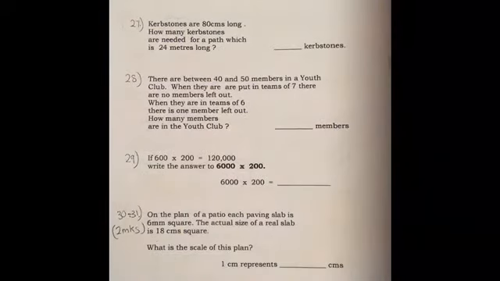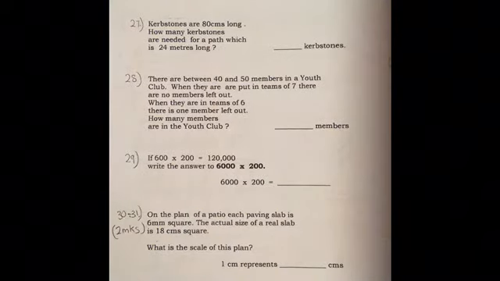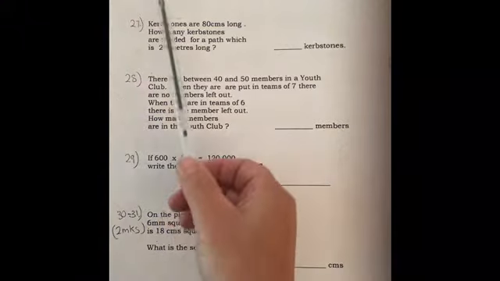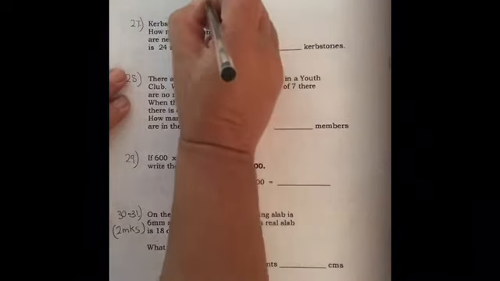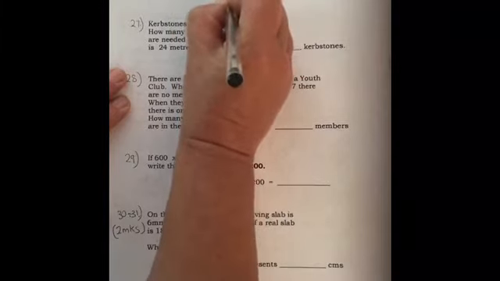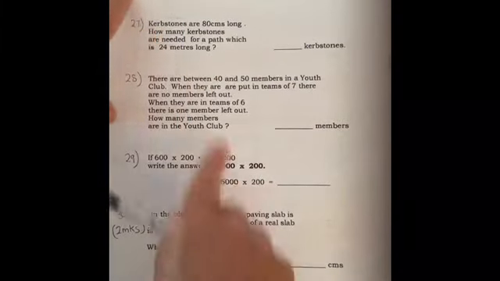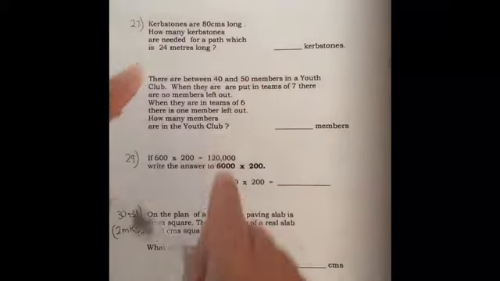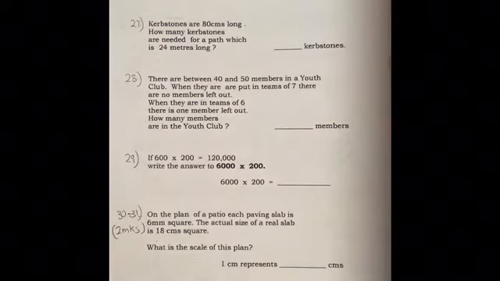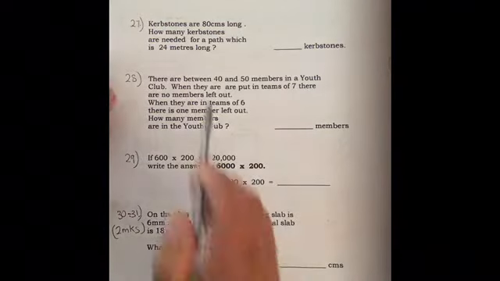Question number 26. How many glasses holding 250 millilitres can be filled from a 1.5 litre carton of milk? Well, again, look, we've got different measurements. You can change your litre into 1,500 millilitres. And all you have to work out is how many 250s fit into 1,500. It's not that hard. If you wanted to do it as dividing, it would be a big dividing sum.